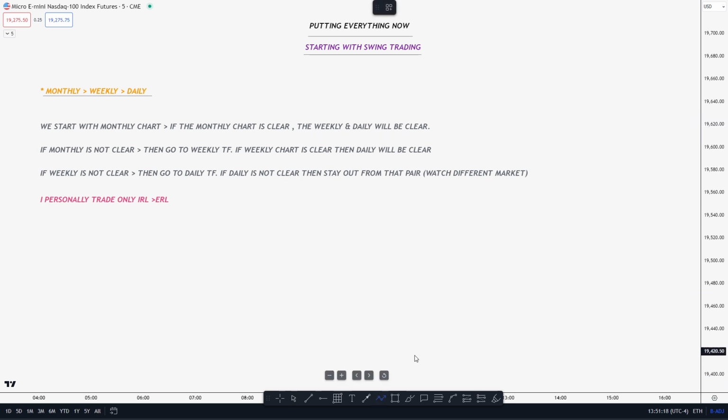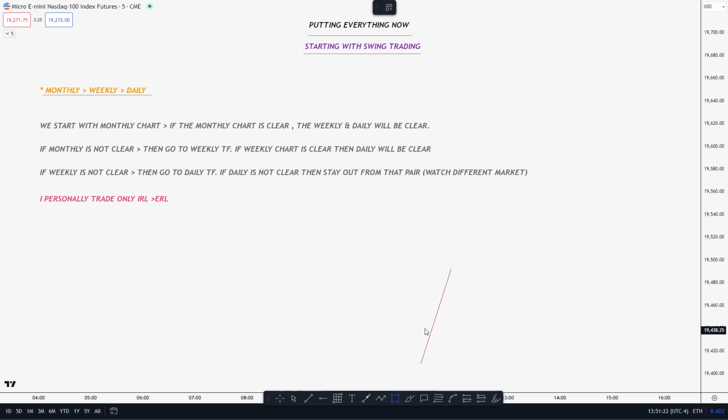So for example, let's say you're watching the monthly time frame, and you see we have, for example, a monthly bullish fair value gap, and let's say the market is at this monthly bullish fair value gap, for example purposes. So you can see on monthly we are at this monthly bullish fair value gap. So we know right now the market is at internal on monthly, so we can target the external. Right now monthly is clear, right?